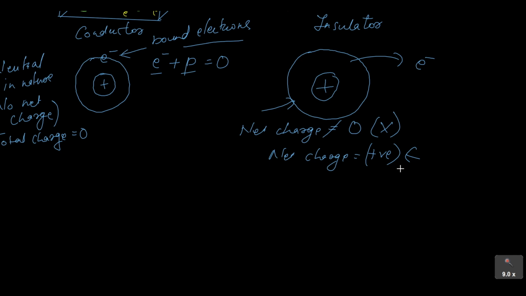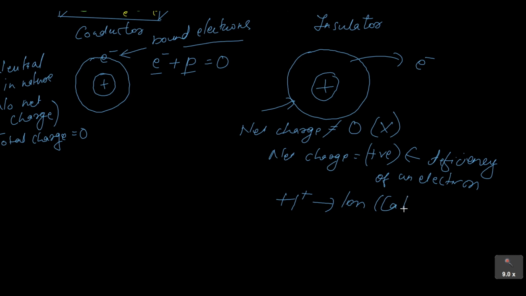Basically, if there is a positive charge in an atom, that shows there is a deficiency of an electron. Since this is a hydrogen atom, it is symbolized by H plus. This plus basically means it is positive and it is deficient of an electron. Particularly, we call it an ion, and positive ions are called cations.